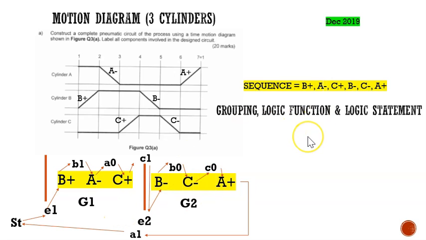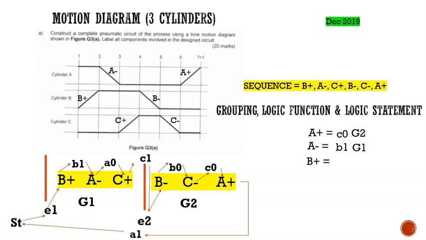And now we're going to do the logic statement. Start with the A plus. We read A plus backward: C naught, G2. Okay, now for A minus: B1, and the group is G1.